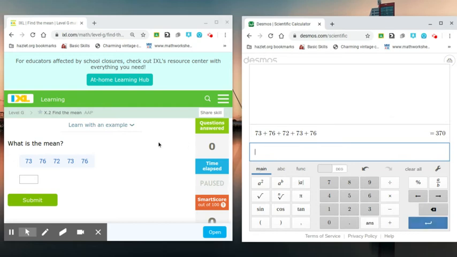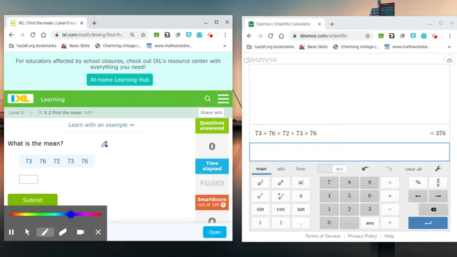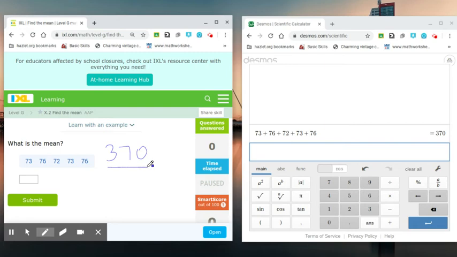Okay, so I have 370, so I'm going to write this here just that way you guys can see it. Put it in a darker color. So we have 370, and then we have to divide it by how many numbers we have. We have 1, 2, 3, 4, 5. Okay, so you have 5 numbers, so you're going to divide by 5.